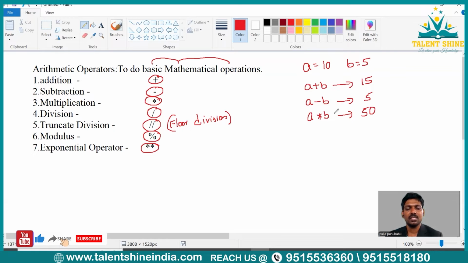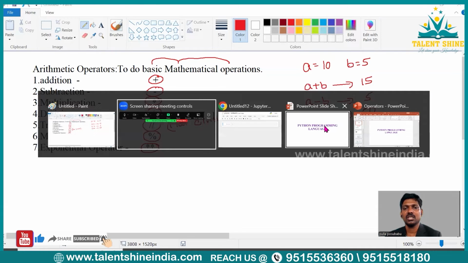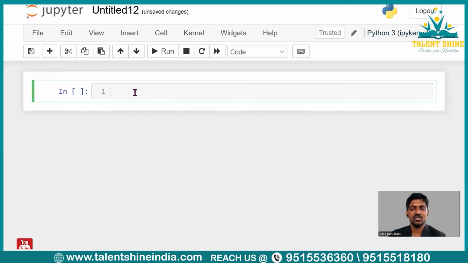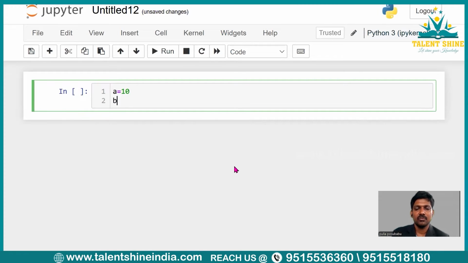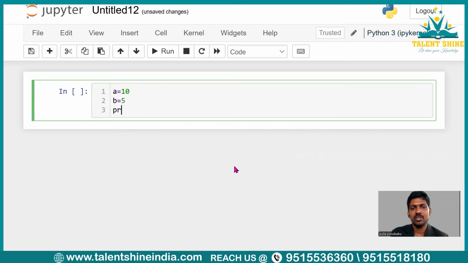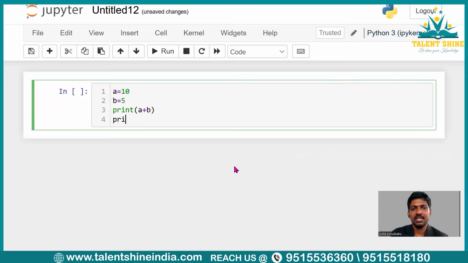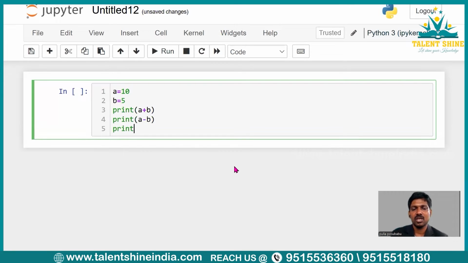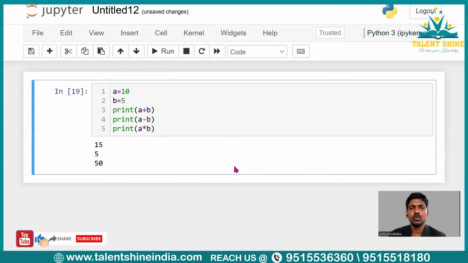Okay. So now let us execute it in my IDE. Right. So let us take A value as 10 and then B value as 5. Now let us perform the operations here. So A plus B. In the next line, I am going to write A minus B. In the next line, I am going to write A multiplication B. Now you could see the outputs. So A plus B, which means addition, we are getting 15, subtraction, we are getting 5, and multiplication, we are getting 50, right?